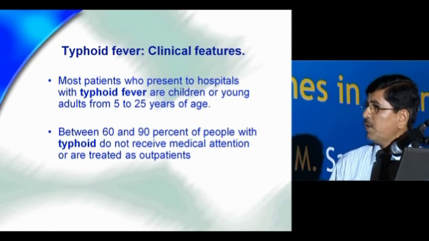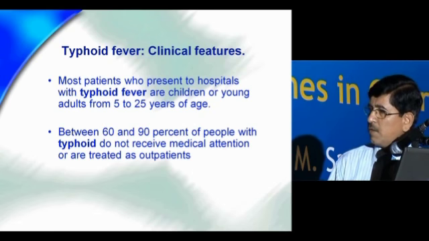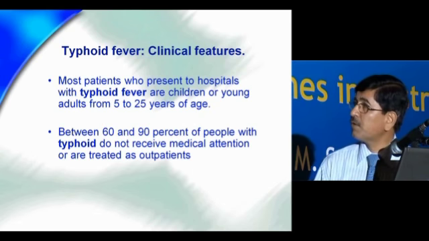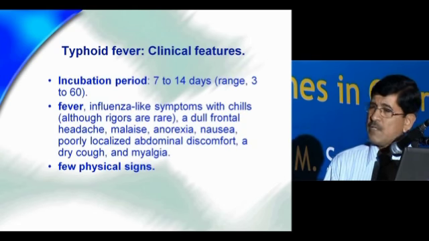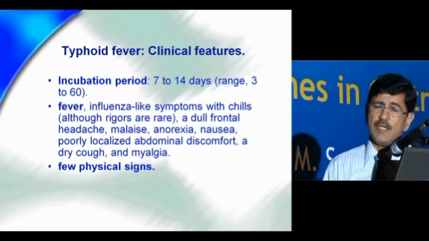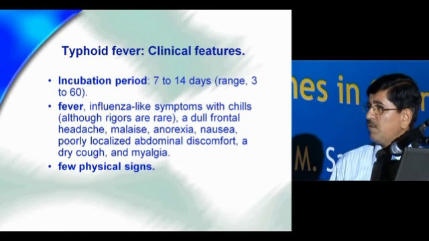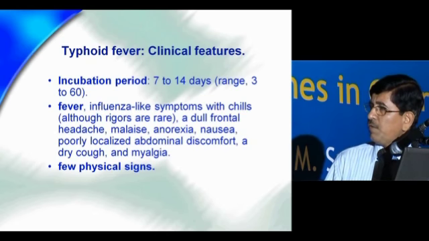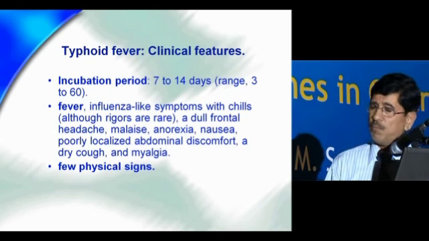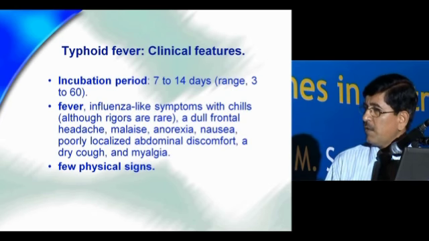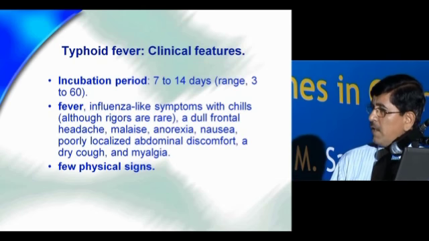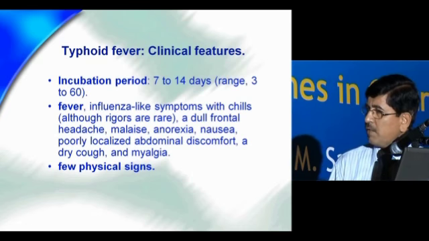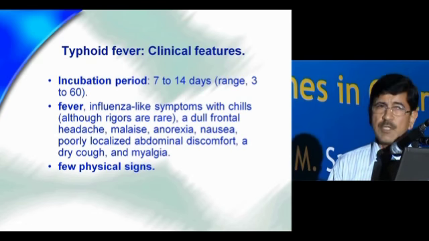Incubation period varies from 7 to 14 days, or it may range from as low as 3 days to as long as 2 months. There may be, along with fever, influenza-like symptoms like body ache, myalgia, arthralgia, etc., associated with chills, sometimes rigors, a dull frontal headache, anorexia, nausea, poorly localized abdominal discomfort and pain. Some people present with respiratory symptoms of dry cough, and muscle aches may be there. There may be few physical signs initially.